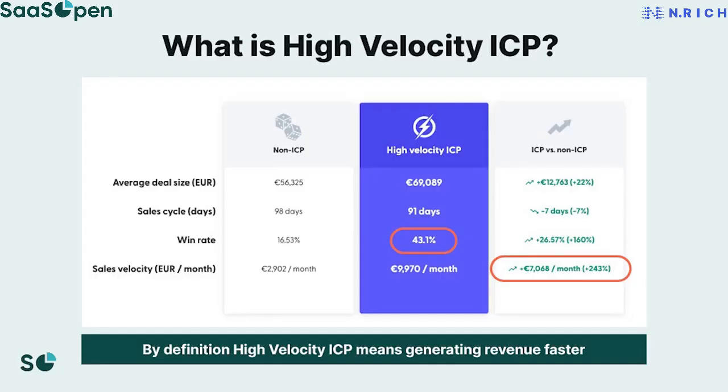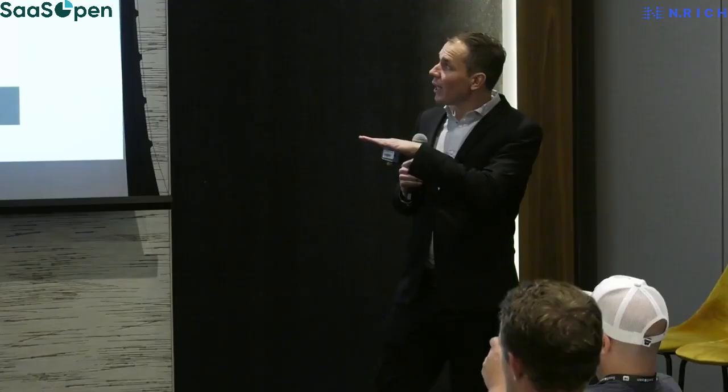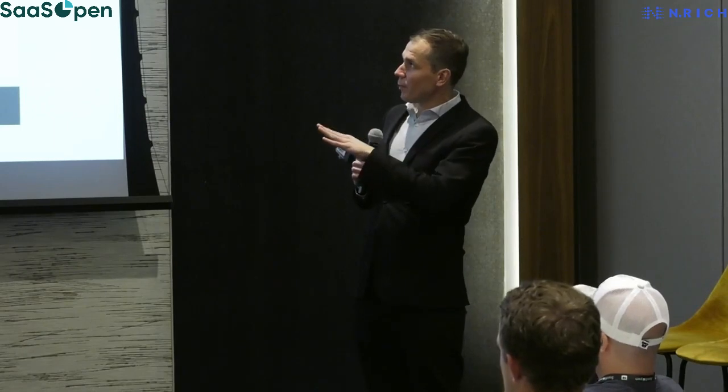So here's an example from a client of ours, and a screenshot from our product. What we do is we basically differentiate between the high-velocity ICP and non-ICP. And what the high-velocity ICP means is that it's an optimal combination of the deal size, the win rate, and the sales cycle. So it's basically the cohort of your opportunities that turn into revenue fastest. That's essentially what it means.